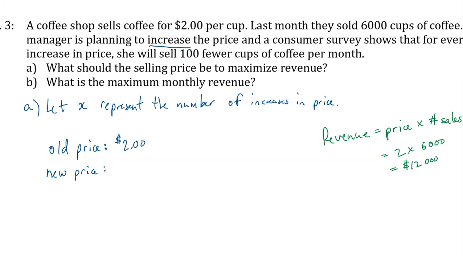But I don't know which one of those things it is. If it has three increases, X is 3. If it has 10 increases, X is 10. And it would be 10 5-cent increases, which would be 50 cents, $2.50. Do we get that? So the equation for this is going to be 2 plus the increase times the number of increases, and that's why we need X to be the number of increases.